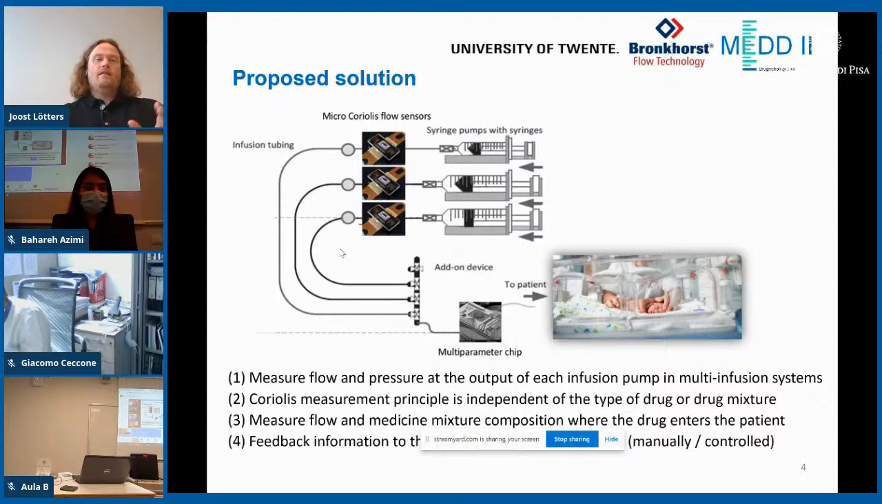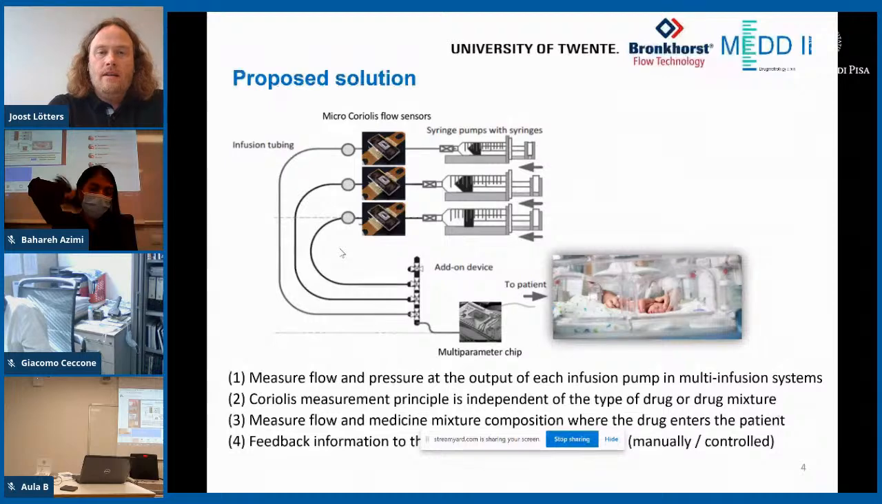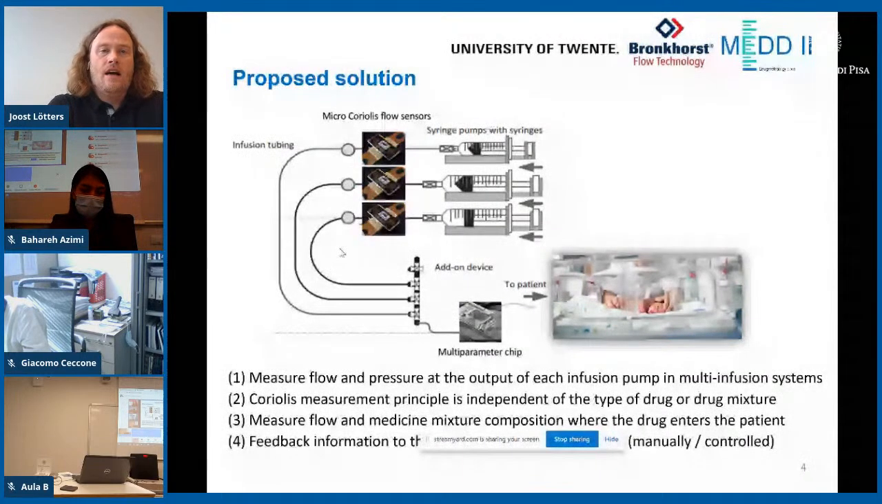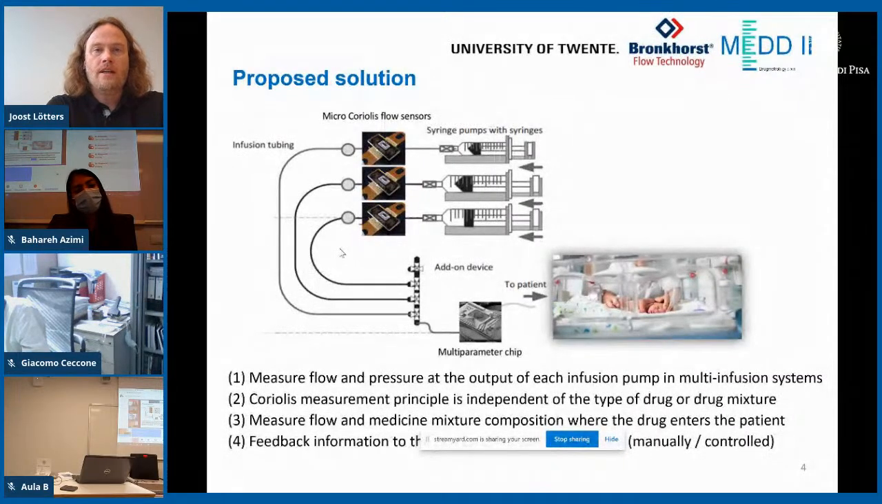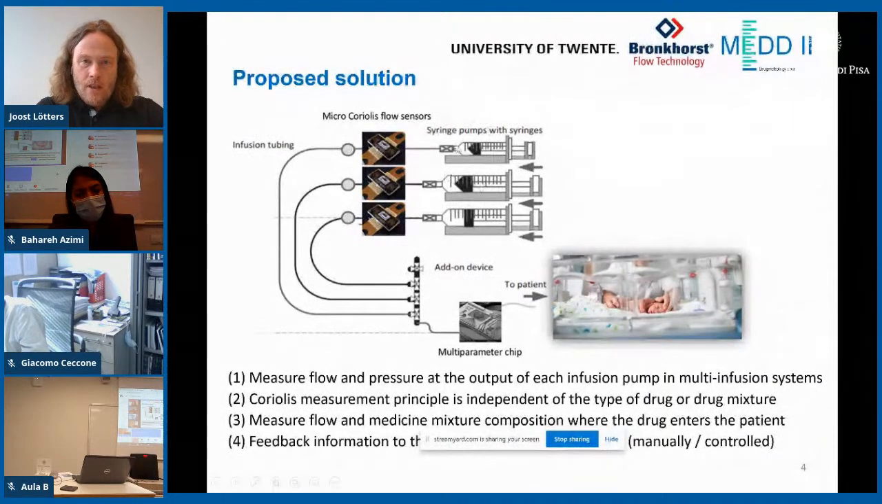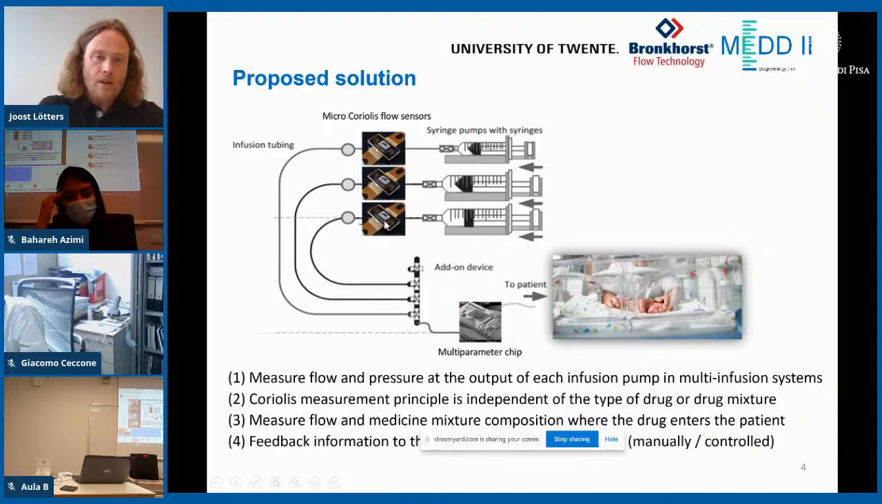So at the moment, the flows and everything administered to the patient are not monitored. So we propose this solution as shown here. I hope you can see my cursor moving. Here you see the syringe pumps, in this case a set of 3. Then we want to measure with Coriolis flow sensors the flow coming out of the tubes. Why Coriolis? Because that principle is independent of the physical properties of the liquids, so always the right flow rate is indicated.